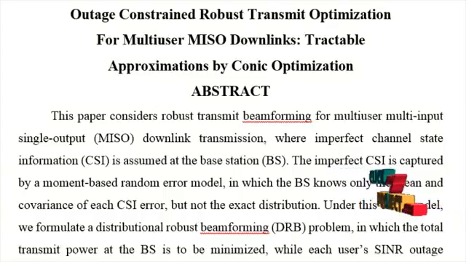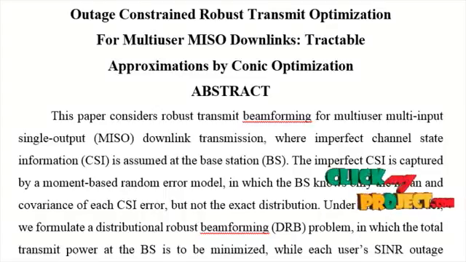Under this error model, we formulate a distributionally robust beamforming problem in which the total transmit power at the BS is to be minimized, while each user's SINR outage probability, evaluated with respect to any distribution with the given mean and covariance, is kept below a given threshold.